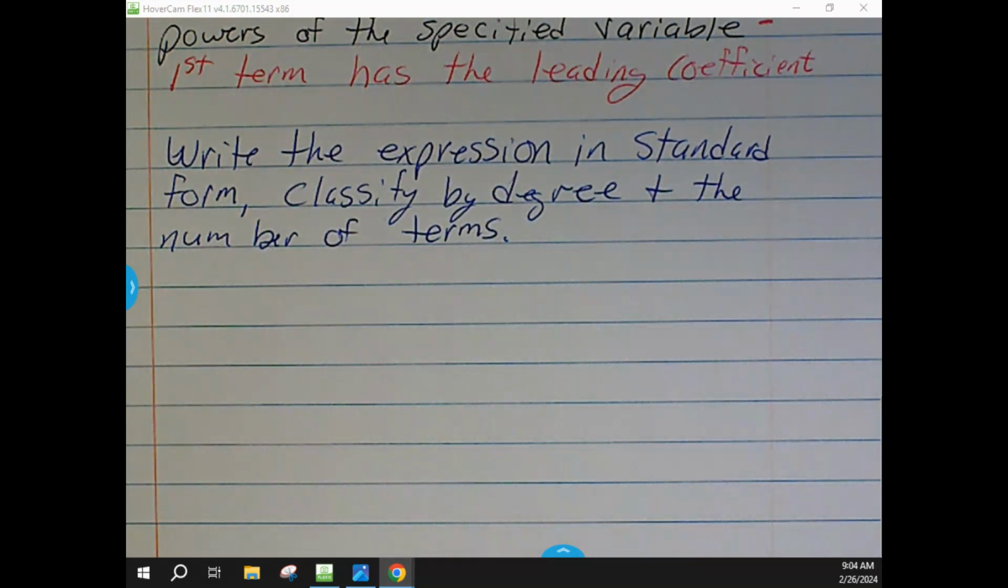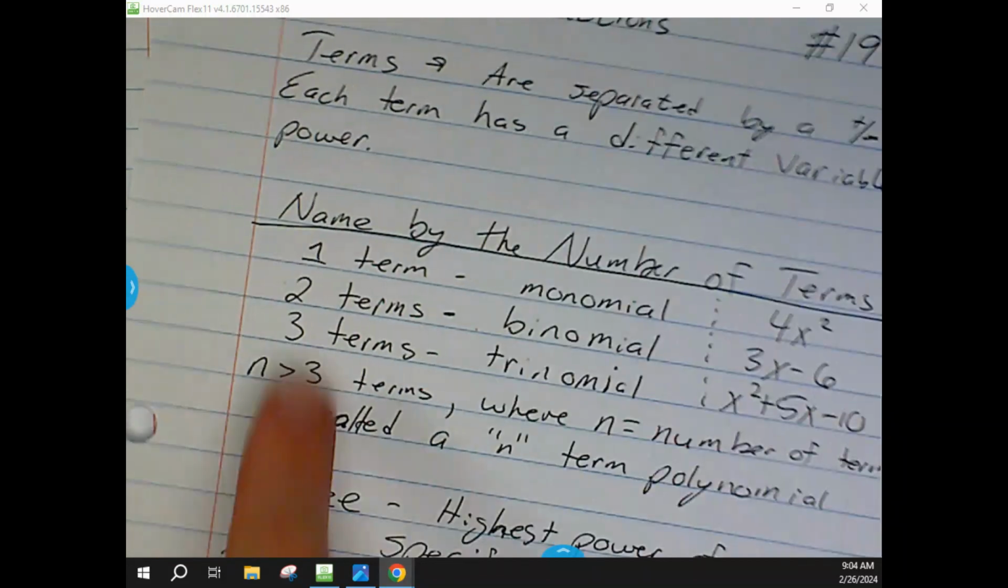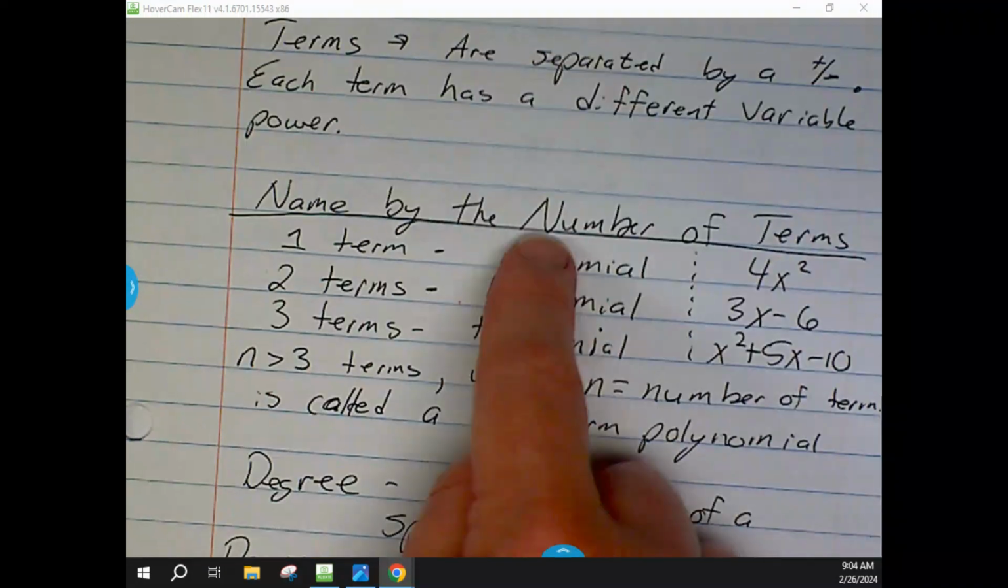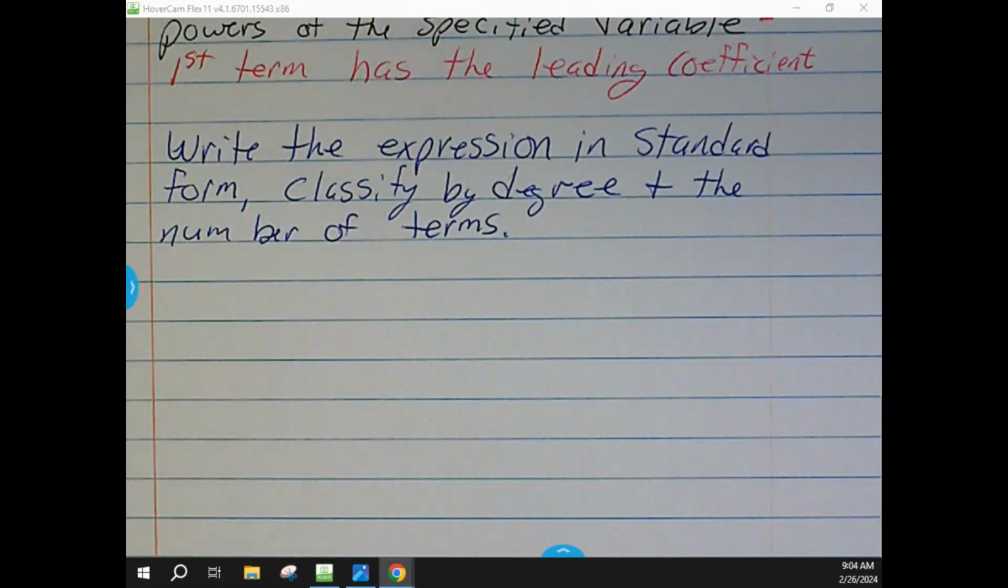We'll mention all the possibilities, because they may ask you for just the number, so like 1, 2, 3 terms. It may also ask for monomial, binomial, trinomial, that kind of thing. So we'll show you both options of answers when it goes off this part.